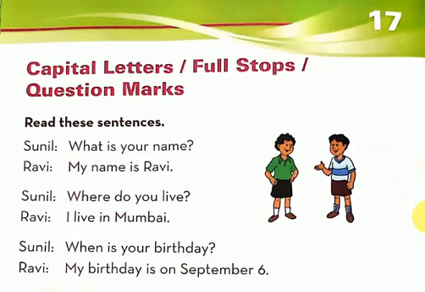A capital letter is the form of an alphabetical letter used to begin a proper noun or the first word in a sentence. So students, basically we use capital letters to begin a proper noun or the first word in a sentence. A capital letter is an uppercase letter. Uppercase letter means the upper one, the big one, capital. So we use capital letters for names of people, names of places, days and months.